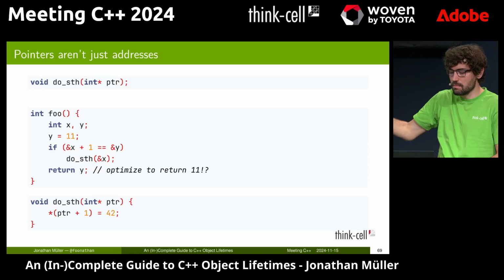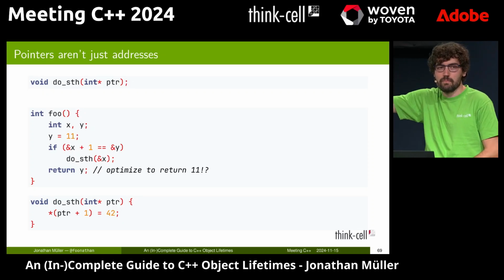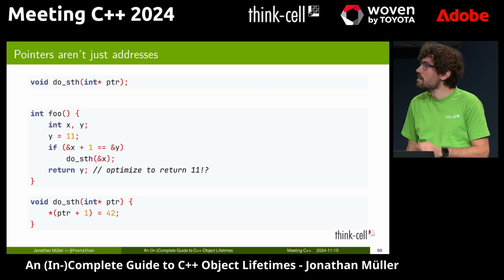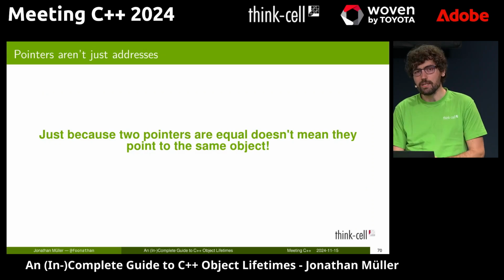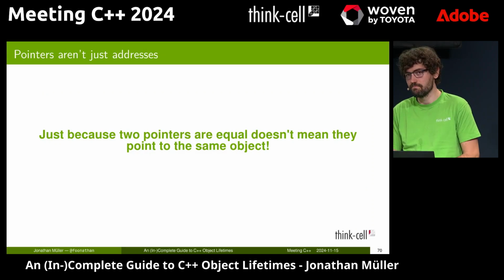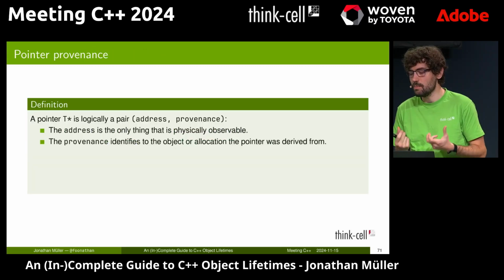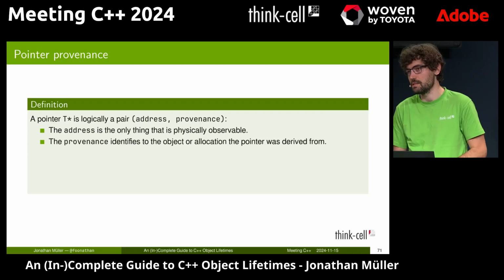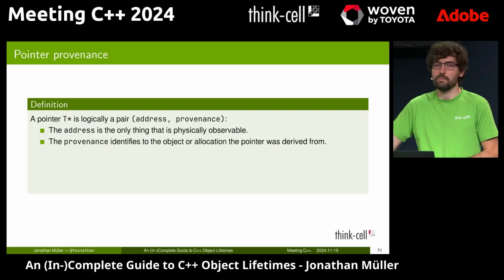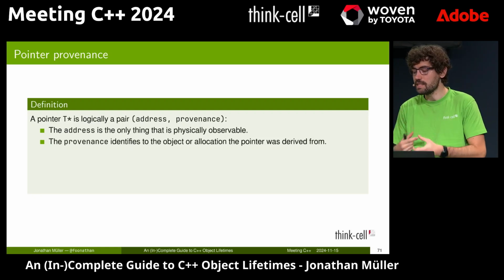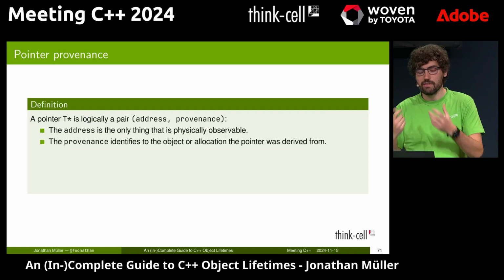And where's the undefined behavior? Because pointer plus 1 is the address of y, they are the same address. But pointers aren't just addresses. And crucially, just because two pointers are equal doesn't mean that they point to the same object. Because of provenance, logically, a pointer is both the address and the provenance. The address is the only thing that is physically observable, the thing stored in the CPU. But provenance identifies the object or allocation the pointer was derived from. It's a semantic property that's only relevant in the formal model.